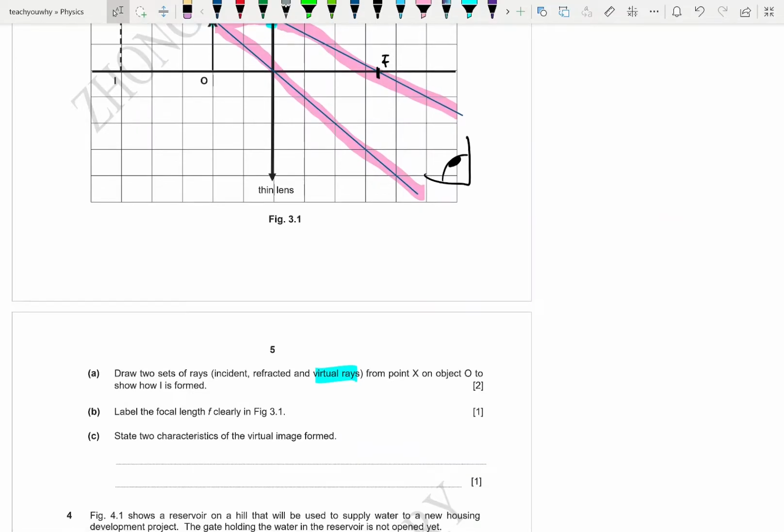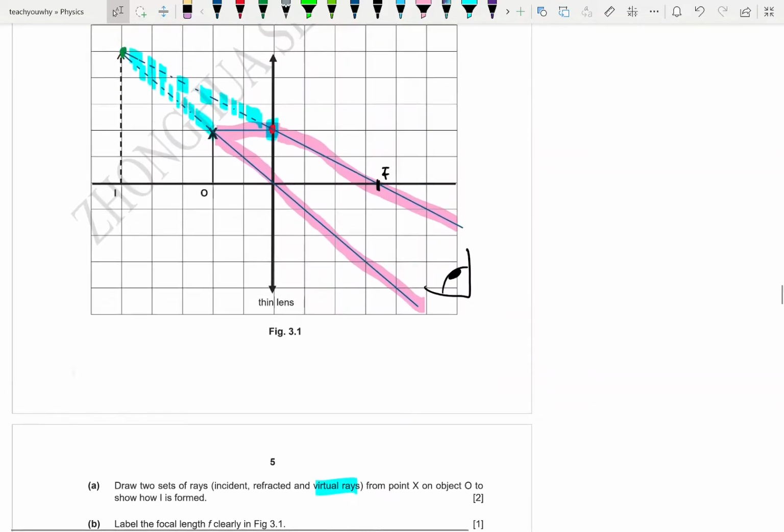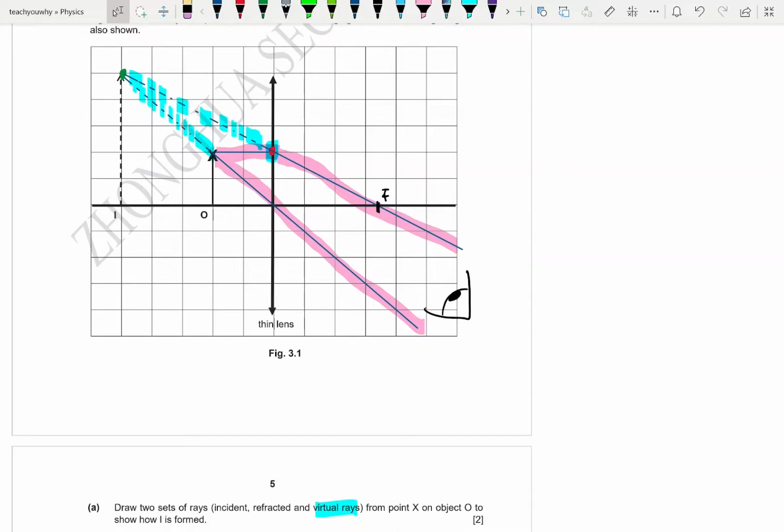State two characteristics of the virtual image formed. Now, more often than not, my own students ask me, teacher, do I need to memorize the table in your notes, in your textbook, etc.? And my answer is no. We do not memorize it. And if we don't memorize, how do we know the characteristics of the virtual image? So let me teach you. It's quite simple and very intuitive.